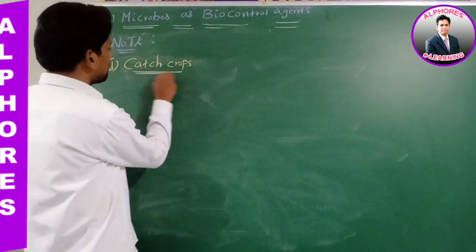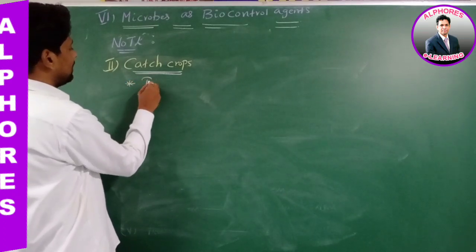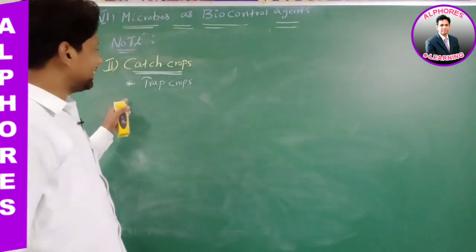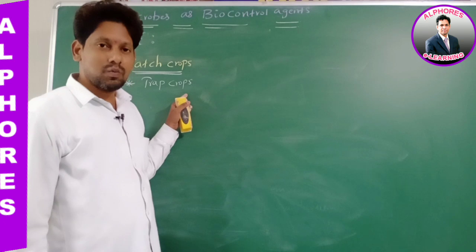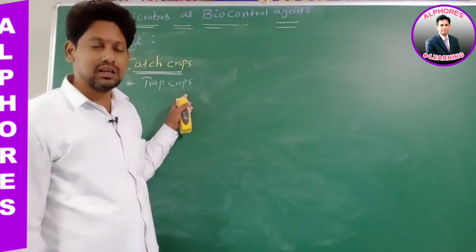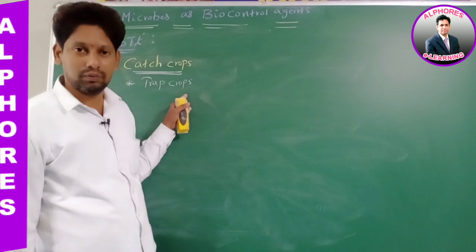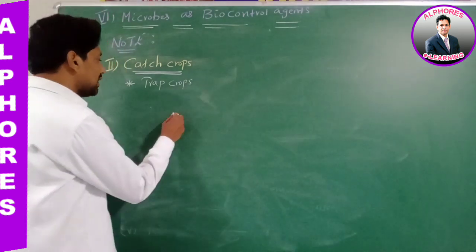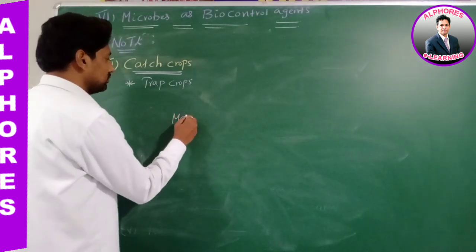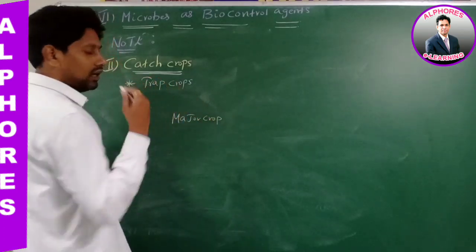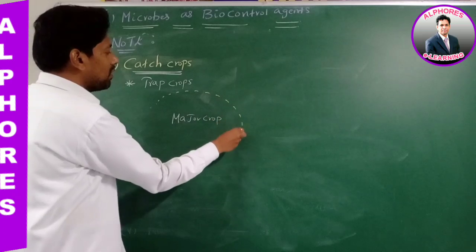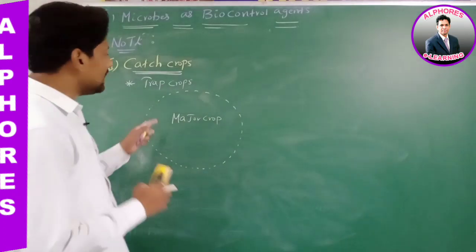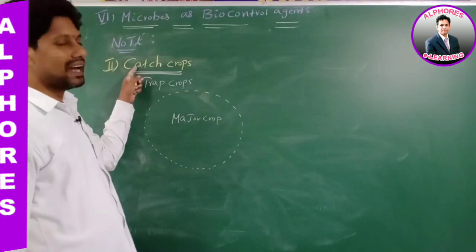These catch crops are also called trap crops. What are these catch crops? These are early growing crops which are grown around the major crop in the form of strips. If a major crop is in the middle, around this major crop in the form of strips we grow early growing crops. Those early growing crops are called catch crops.